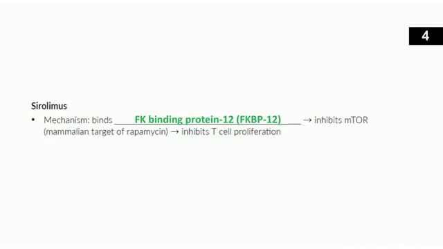And ultimately, this leads to inhibition of T cell proliferation and response to IL-2. So instead of blocking the production of IL-2, sirolimus actually works on the T cells so that they can't respond to IL-2. And then for the side effects, the main thing to know is that sirolimus is not nephrotoxic.